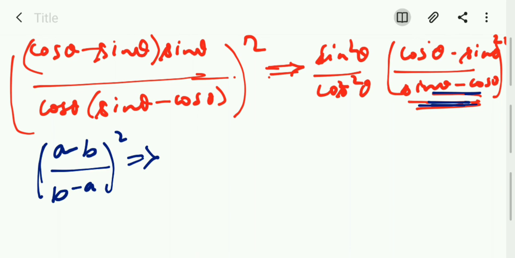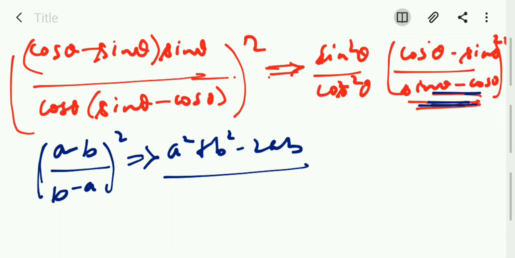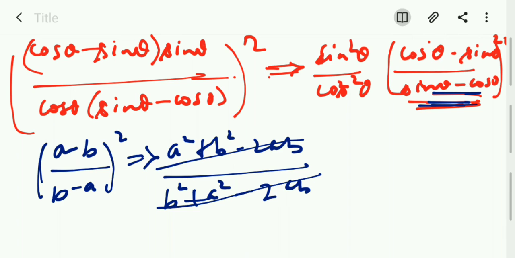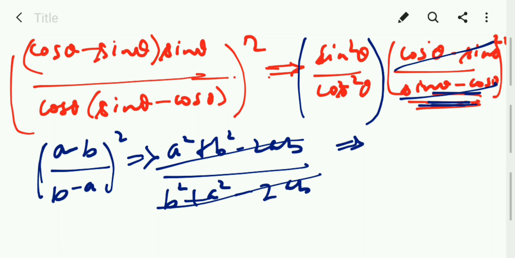Now what is a minus b whole square? A square plus b square minus 2ab. And what is b minus a whole square? B square plus a square minus 2ab. So once again it's both the same thing and both get cancelled out. So that is how these things get cancelled out, and what you will be remaining with is only sine square theta by cos square theta, which is nothing but tan square theta.